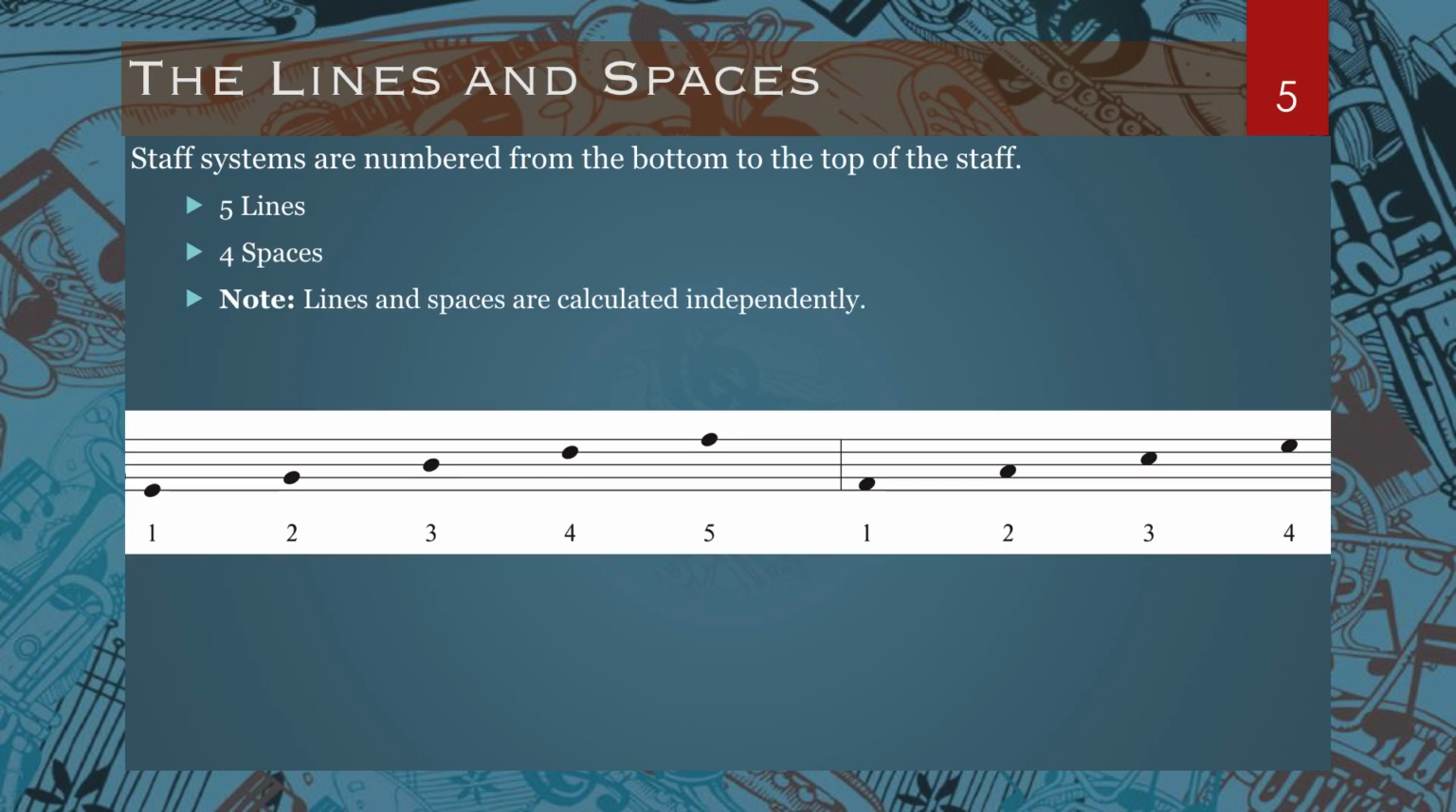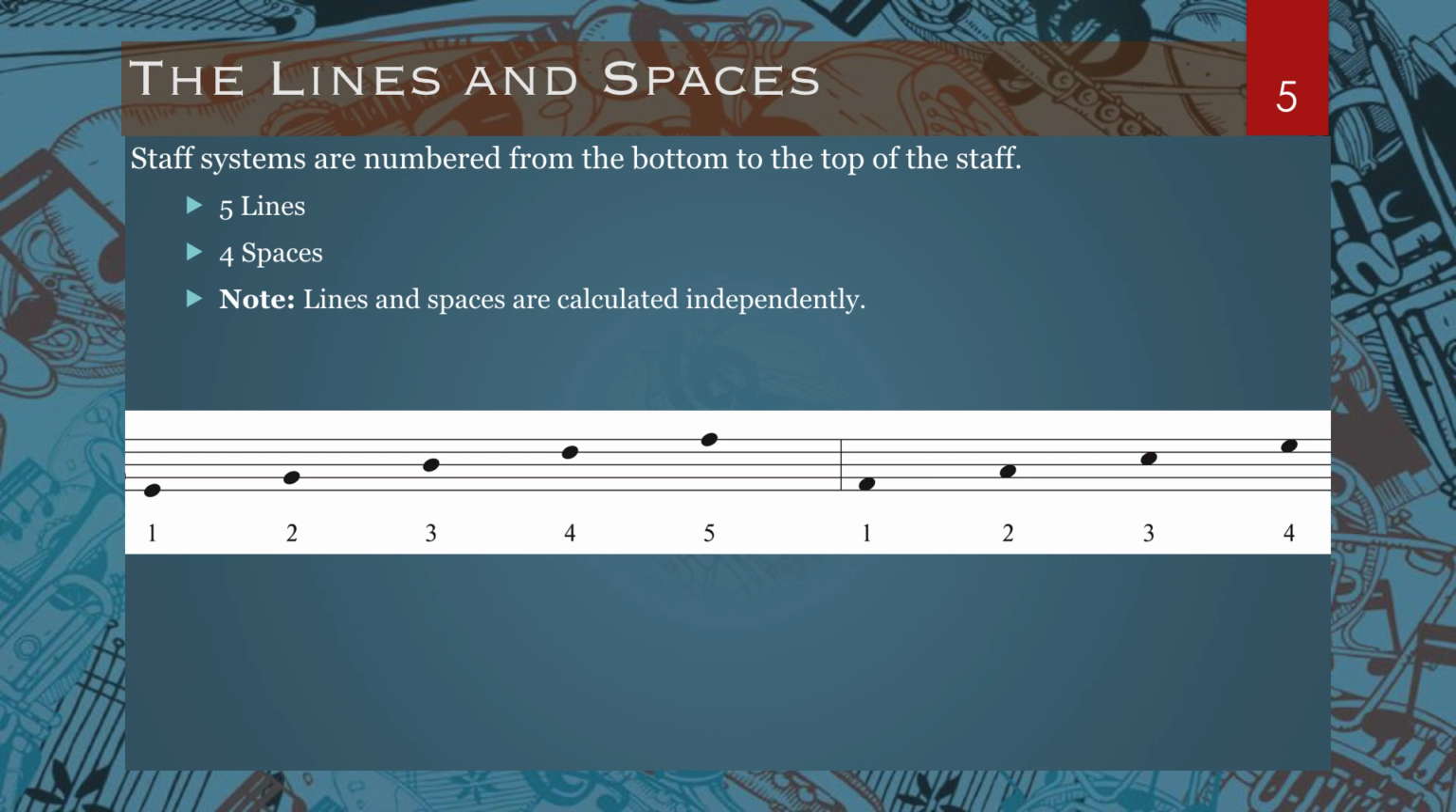What you see in front of you is a staff system. You'll see that it consists of 5 lines, and then there are spaces in between each one of those lines. We put notes on these lines and spaces to indicate particular pitches that a musician should play.